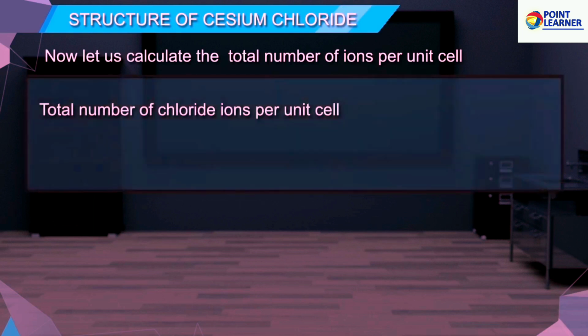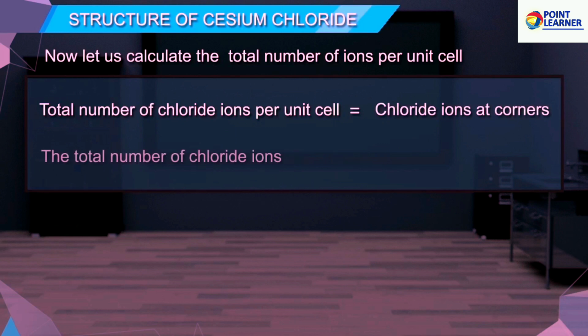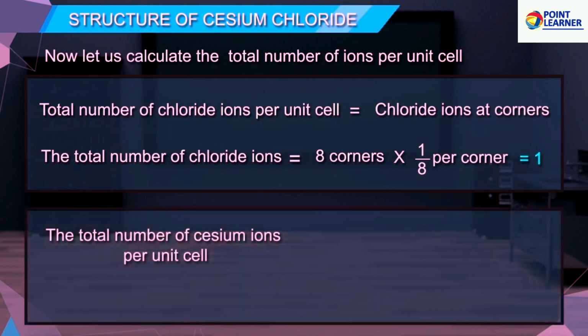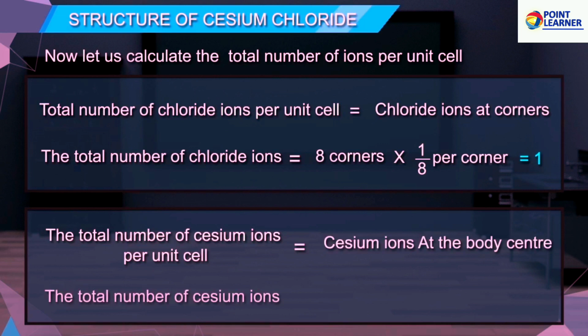The total number of chloride ions per unit cell is equal to chloride ions at corners. The total number of chloride ions is equal to 8 corners into 1/8 per corner, which is equal to 1. The total number of cesium ions per unit cell is equal to cesium ions at the body center. The total number of cesium ions is equal to 1 into 1, which is equal to 1.